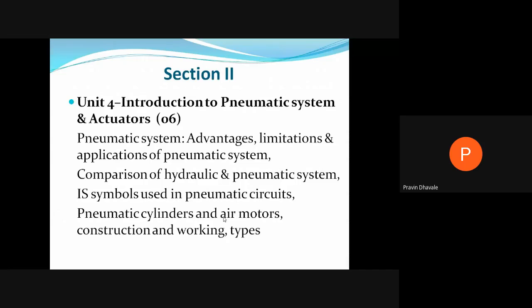Likewise, we will study. First of all, write the name of the chapter and the content of this chapter, whatever you are observing on the slide. Write down second section, unit number 4, introduction to pneumatic system and actuator, and these are the contents of that chapter. Take some 5 minutes and write down the content of this chapter.